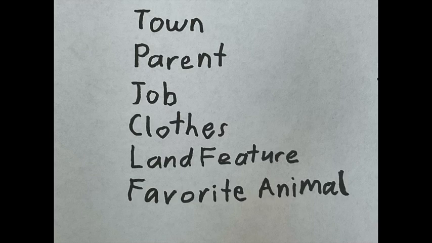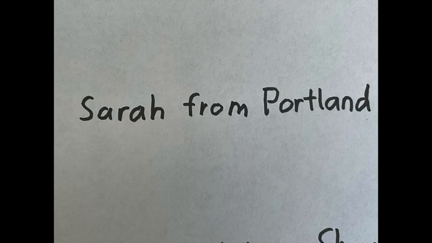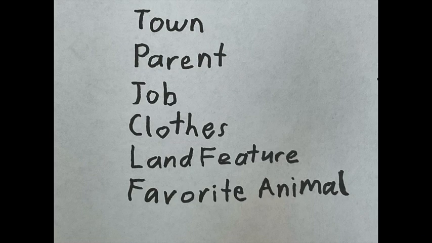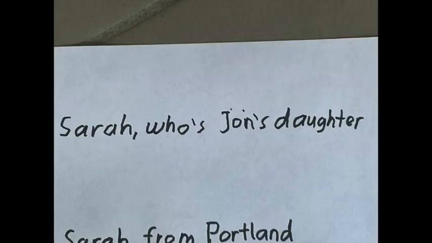Last names can come from several different things. It can come from the town somebody's from. For an example, someone might be called Sarah from Portland. Last names coming from place names normally only happen if the place isn't very populated. Last names can come from someone's parents' name. For an example, someone might be called Sarah, who's John's daughter, or just Sarah, John's daughter.